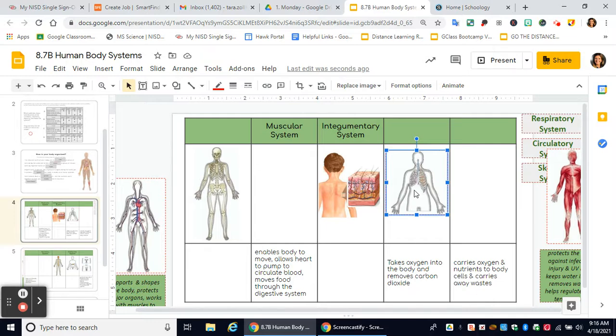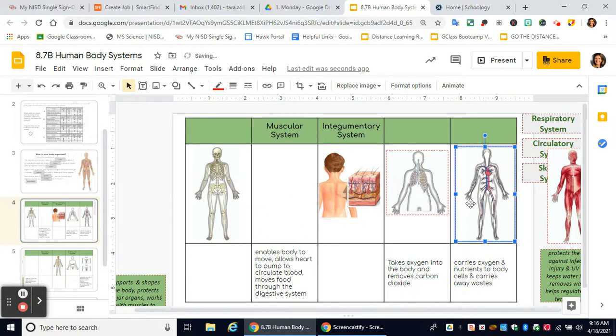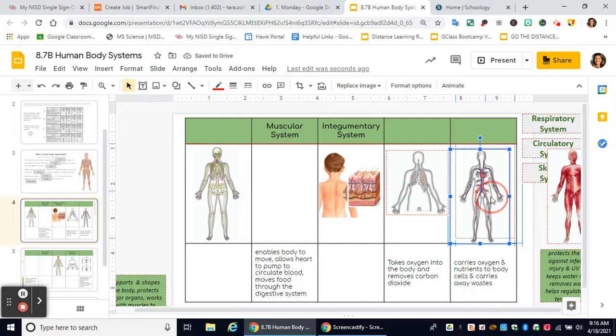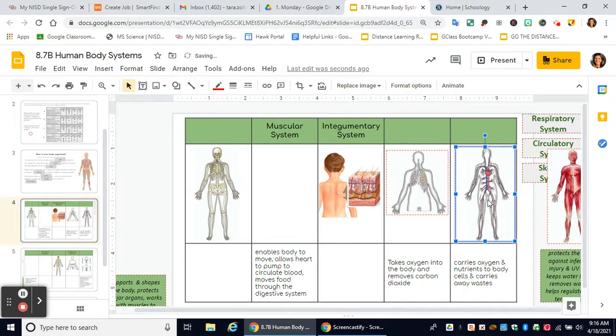Okay, let's see. Carries oxygen, nutrients to body cells and carries wastes away. That would be the circulatory system. So let's move that guy over there. And you can see here you have your heart that pumps your blood. Your blood carries lots of different substances. It carries nutrients, wastes, oxygen. Okay, so this would be your circulatory, carries oxygen and nutrients to cells and carries wastes away.